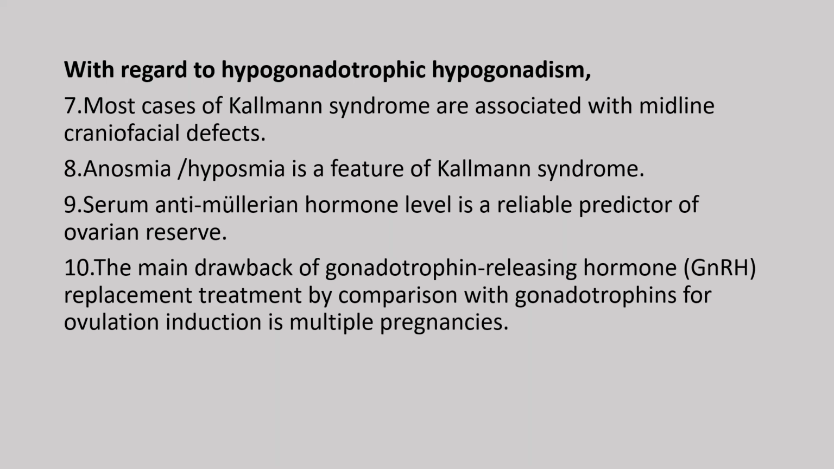The main drawback of the GnRH replacement treatment by comparison with gonadotropins for ovulation induction is multiple pregnancy. False. Yes, this is false because GnRH has low chances of multiple pregnancy. The growth of follicle is monofollicular, so this is false.